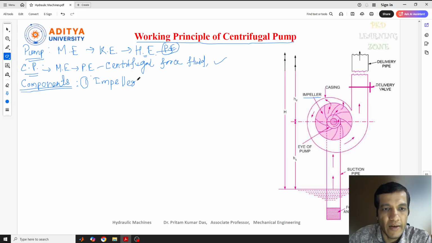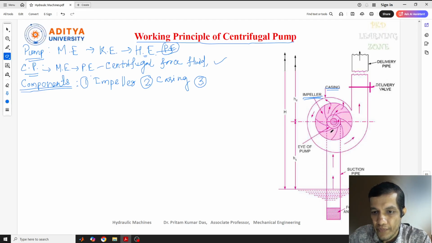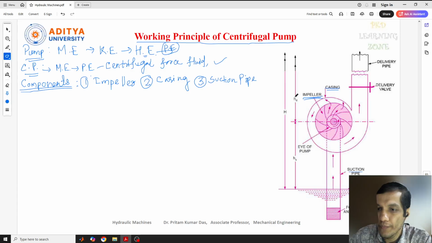So here it is the impeller, and the second one we can consider is the casing, which is the upper, covering part of this. The third one, after the impeller and casing, is the suction pipe. Along with the suction pipe, there is another part, the foot valve and strainer, which will be connected to the suction pipe.